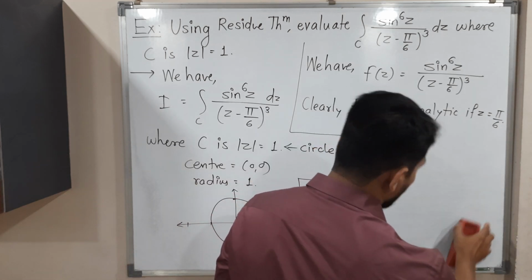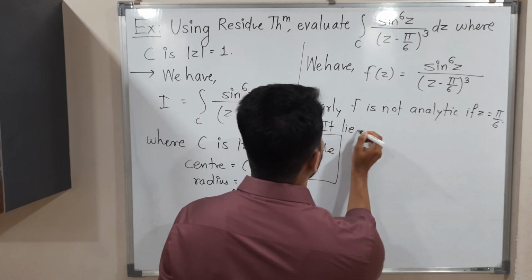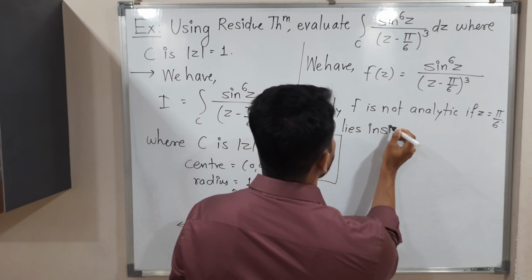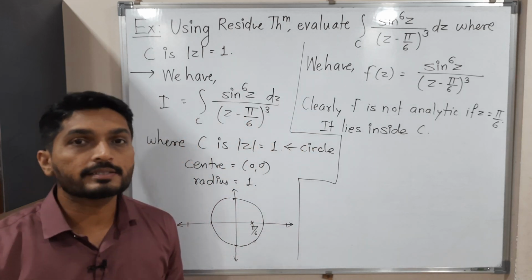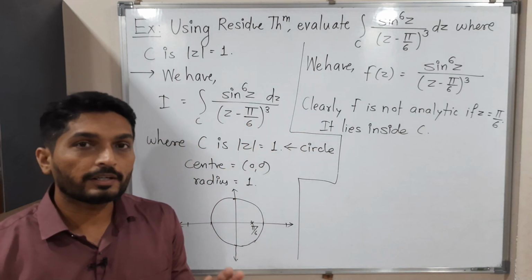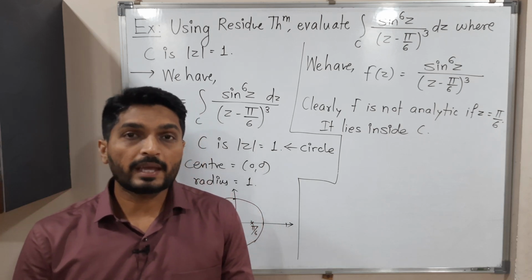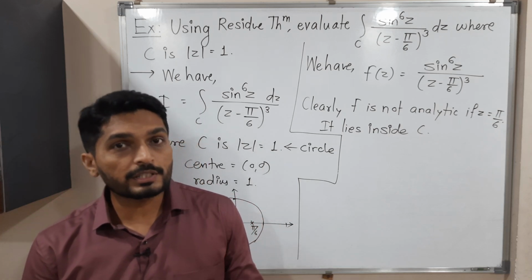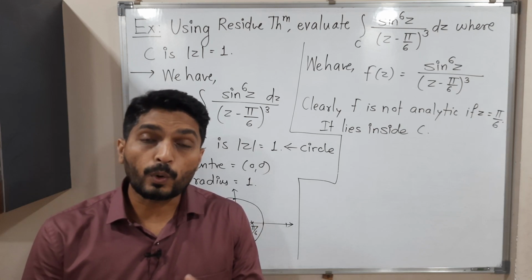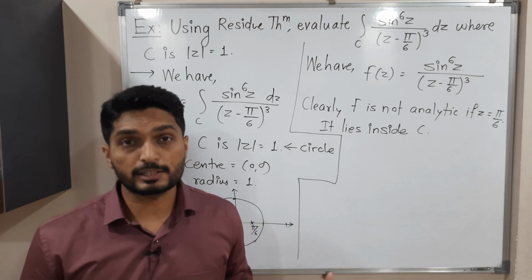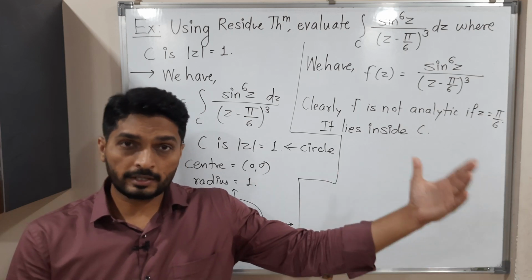So let me clearly mention here, it lies inside C. So we have a singular point pi by 6 and it lies inside C. So our next task is to find the residue. Now the question is how to find the residue. We have a definition of residue, we can use it, but it's a very hectic task since it involves the Laurent series expansion, so it will take more time.